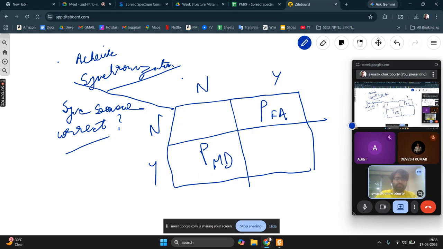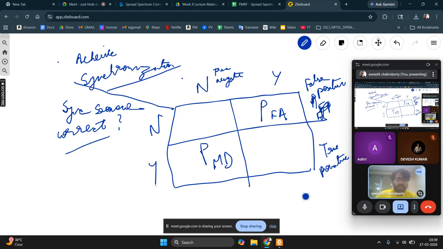So this is also known, in general terms, as false positive. This is true negative. This is true positive. And this is false negative.